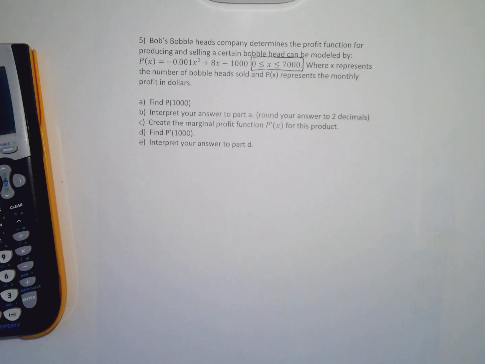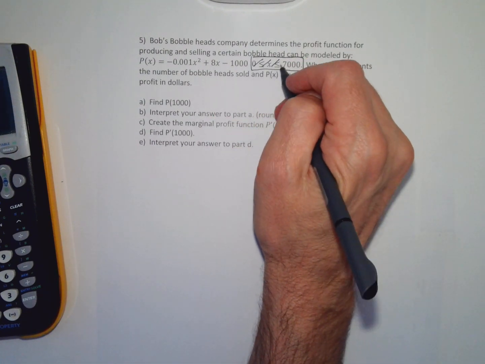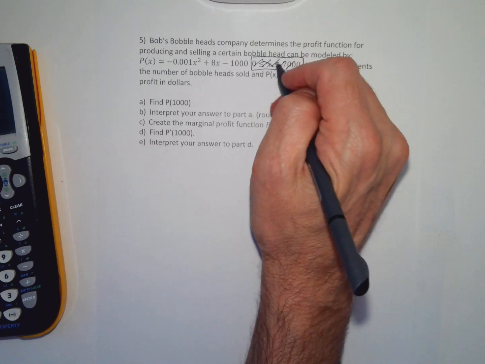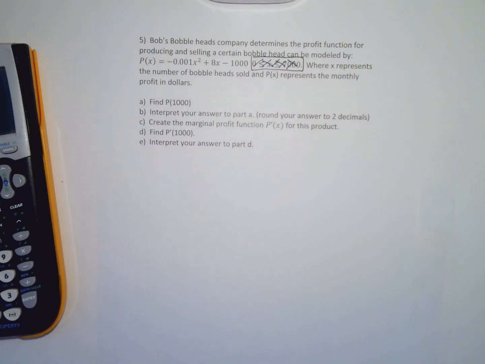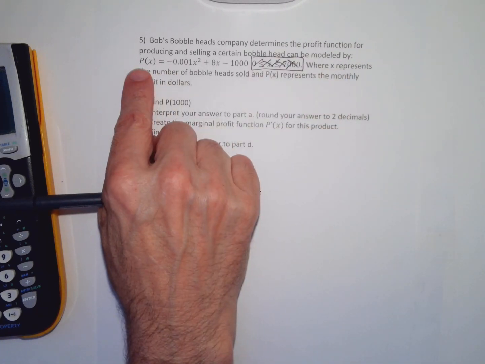That has nothing to do with this problem. It's just common to see that in problems when you're given a function that's a realistic function, to have some quantifier on it that it's not going to work for every number in the world. It only works for a certain band of numbers. So X is the number of bobbleheads. Big P of X is the profit.